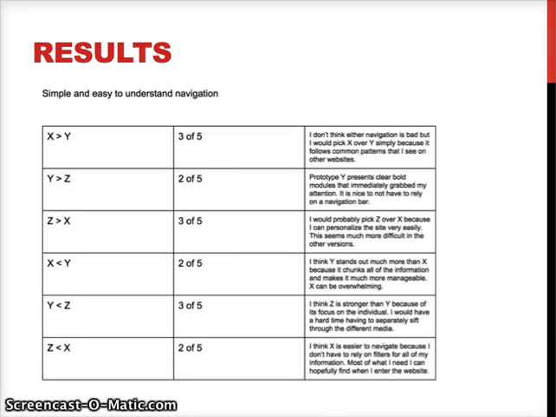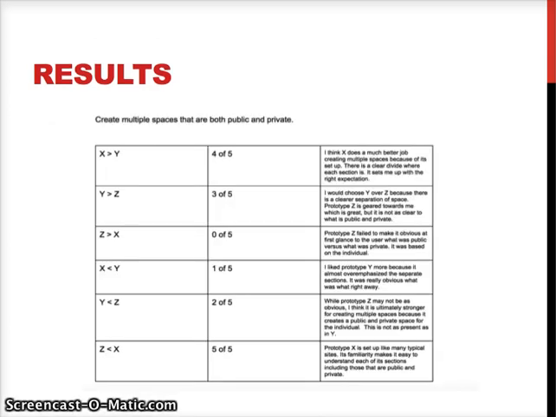Most people gravitated to prototype X or prototype Z. For navigation, they found prototype X to be following many standards, while they enjoyed prototype Z for showing them immediately what's coming to their face. Another aspect would be creating multiple spaces for public and private. Again, X succeeded in this matter, in that it was very separated and very content oriented, so people could identify that very quickly.